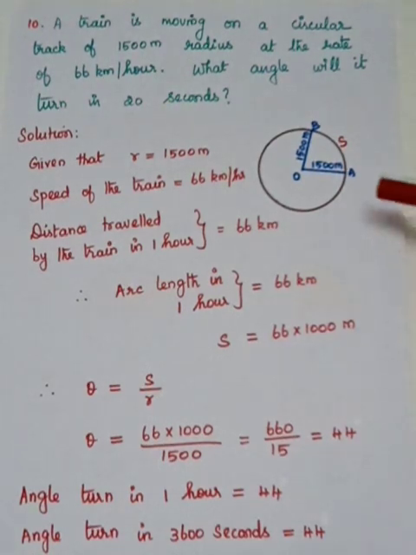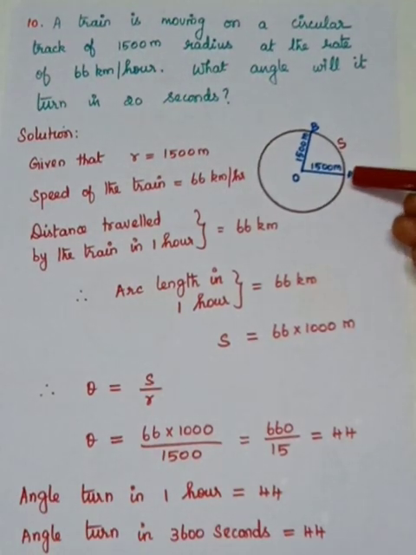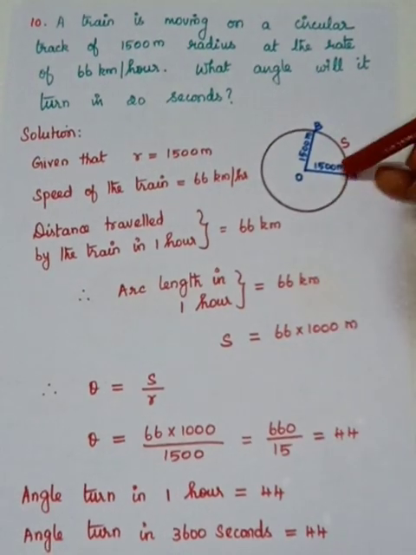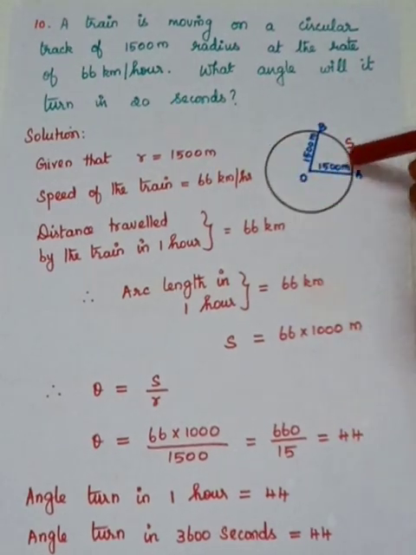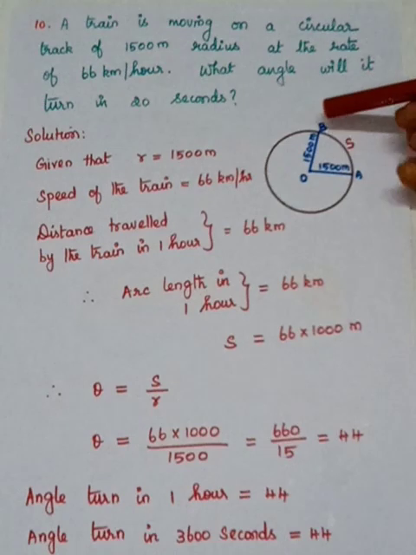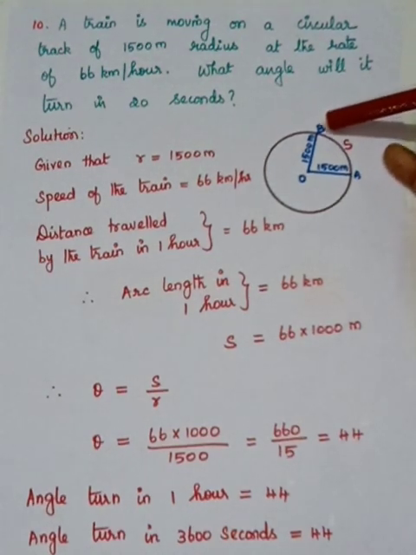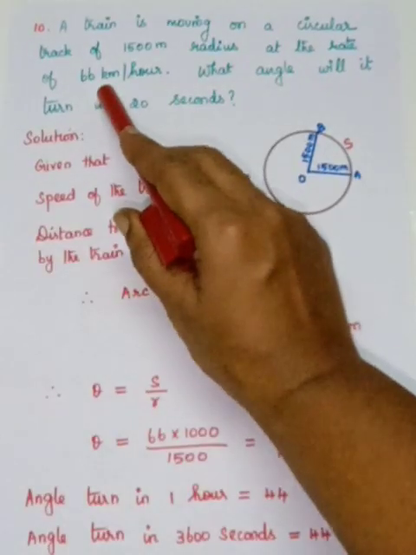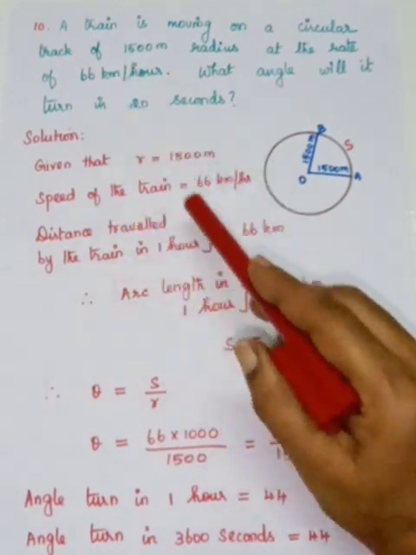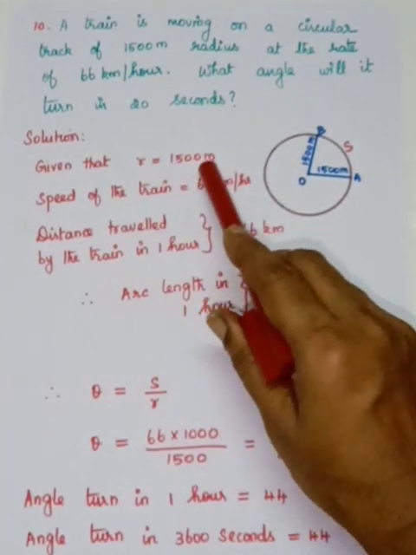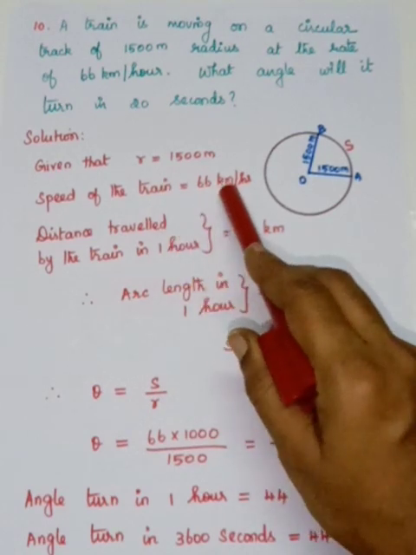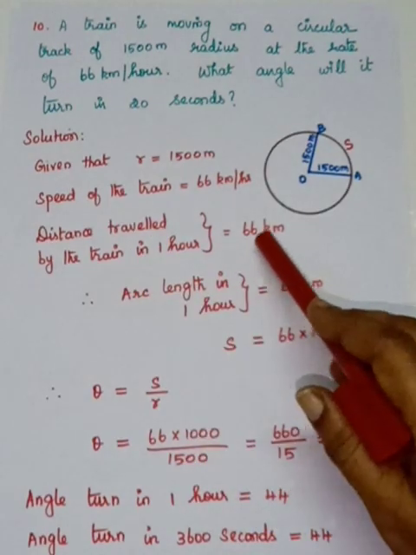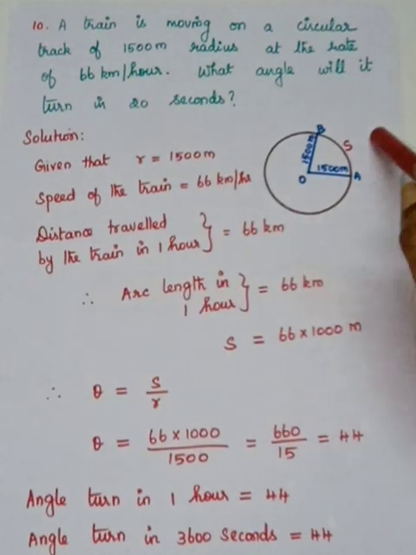Okay, you see that for example, this is the starting position. Here the radius is 1500. It is moving on the circular track, isn't it? So after 1 hour, B is the position of the train. So after 1 hour, how much distance does it cover? 66 kilometer. That's the meaning here. That's the speed of the train. So R is equal to 1500 meter. The speed of the train is 66 kilometer per hour. So in 1 hour, the distance traveled by the train is 66 kilometer. This distance is not straight.